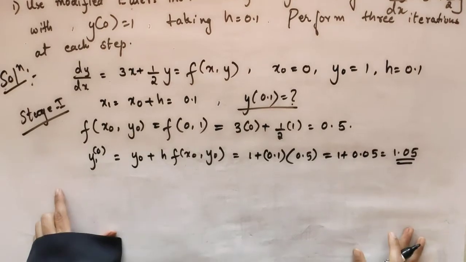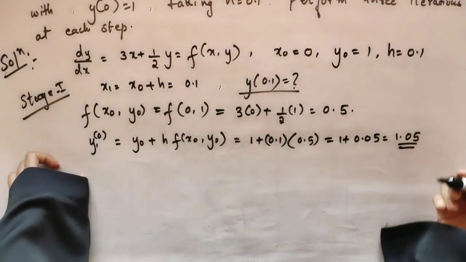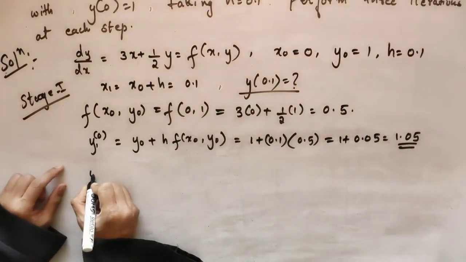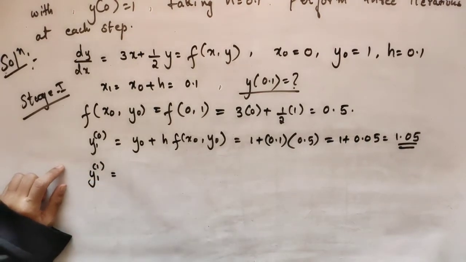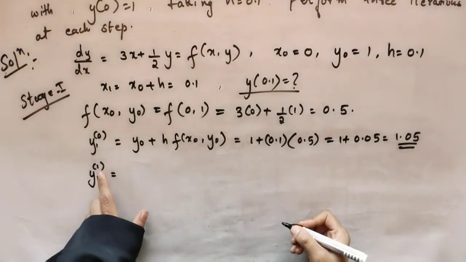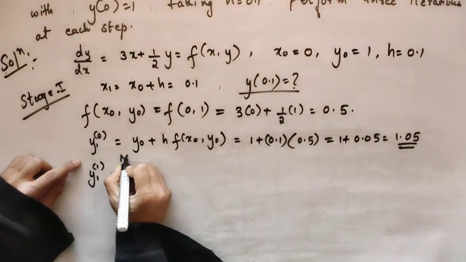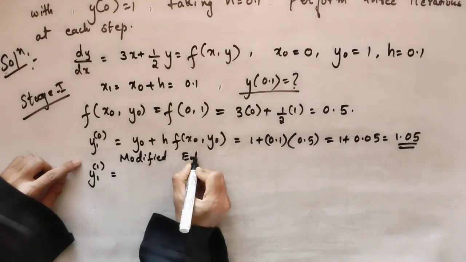Keep it aside. Now we try to improve the accuracy by applying the modified Euler's formula. Applying the modified Euler's formula means, first let us write y1 first approximation. y1 first approximation by modified Euler's formula. Here I am going to write the modified Euler's formula.